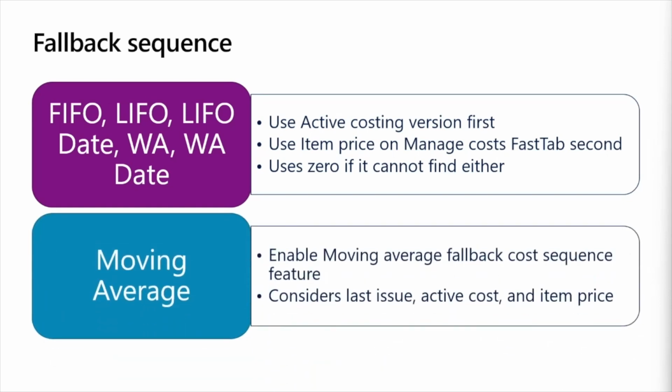When you use moving average, there is a feature which allows you to set the moving average fallback cost sequence in inventory and warehouse management parameters. This way, you can decide in which order you want the system to look for a cost price. Last issue would use the same cost from the most recently posted issue transaction before inventory went negative. Active cost and item price are the same concepts we discussed in the previous slide. One of the sequence options is to use active cost first and then item price, ignoring last issue completely. This is the recommended setting for businesses who frequently go negative and have a high transaction volume, as it can help mitigate any performance issues from this backup cost calculation.